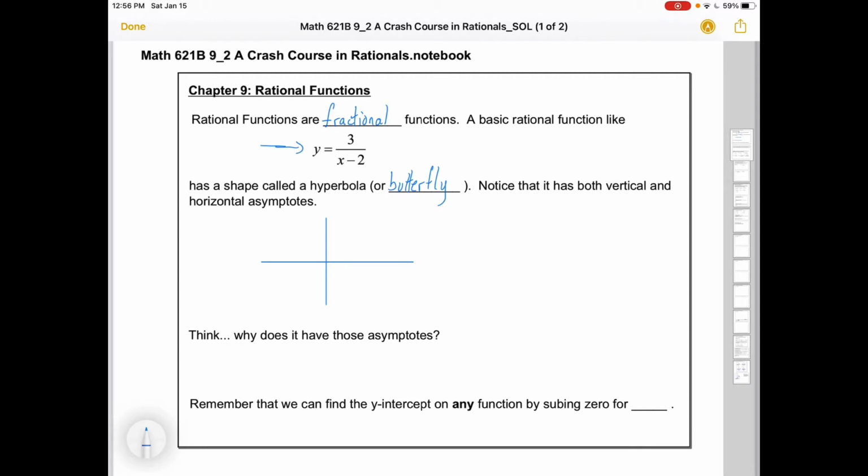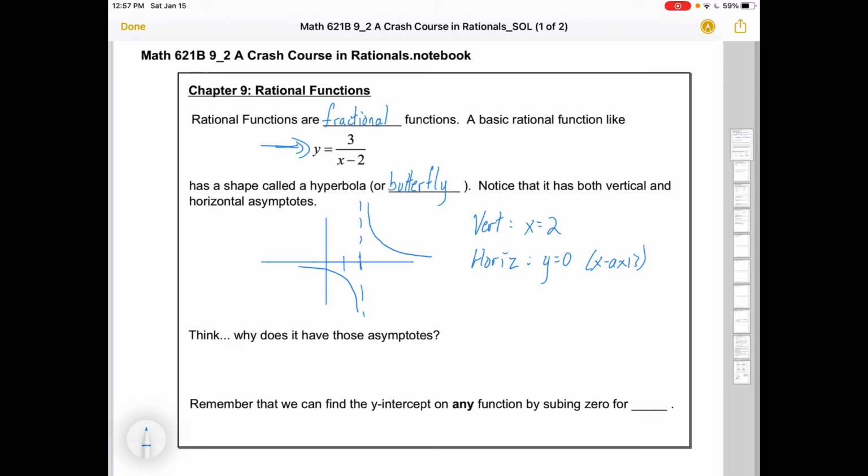So on this one over here, it would be moved right 2, and its general shape would be something like this. It would go around these asymptotes. And this one would have a vertical asymptote at x equals 2. You can just see it there. And the horizontal asymptote would be at y equals 0, or the x-axis. So one thing to think about is, why does it have those asymptotes? And I'm going to let you think about that for a little while. I'm not going to deprive you of the joy of discovery.